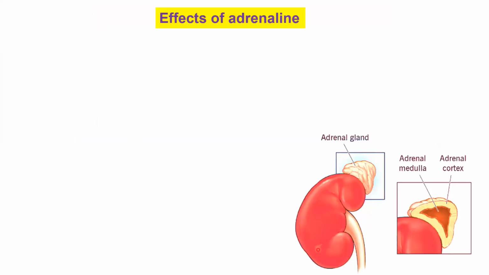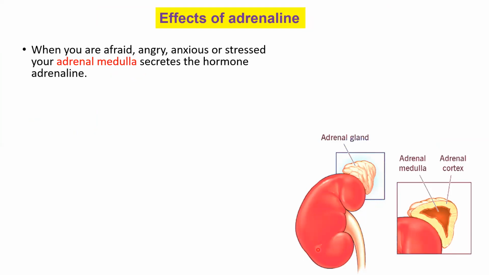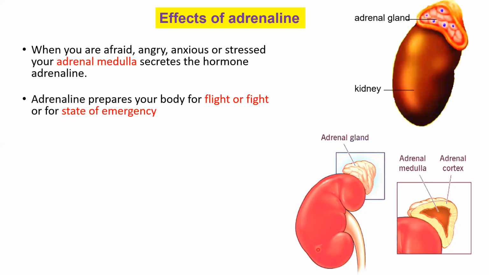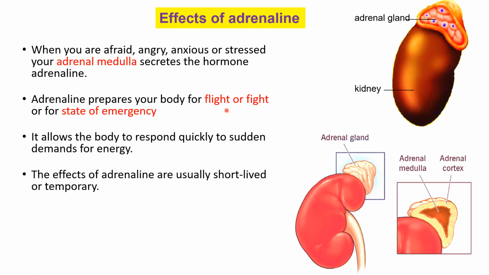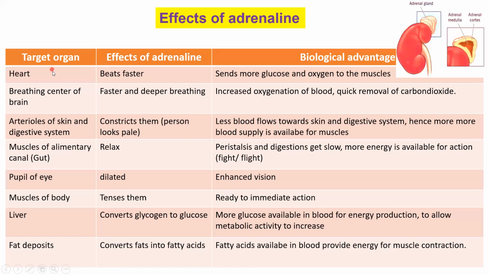Let's have a look at the effects of adrenaline on the different organs. Just see that this is the exact location of the adrenal gland above the kidney, and it is considered the hormone for the state of emergency, fight or flight. Okay, but remember, adrenaline is produced in certain kinds of conditions, so ultimately its effects will be short-lived and temporary. So here are the target organs it affects. On the heart, it increases the heartbeat, so more glucose and oxygen is supplied to the muscles.